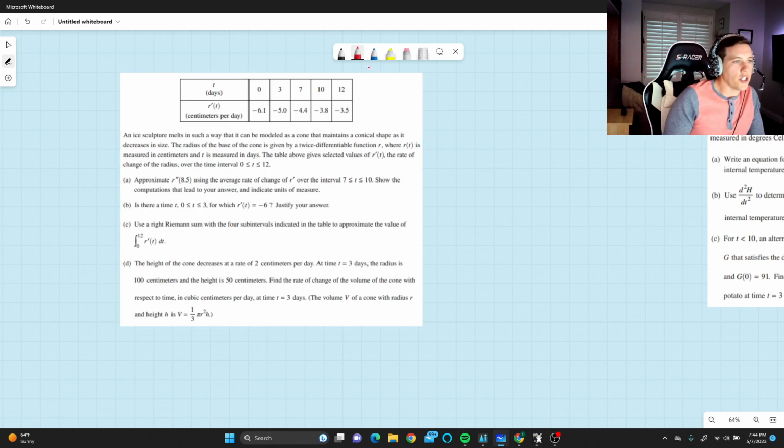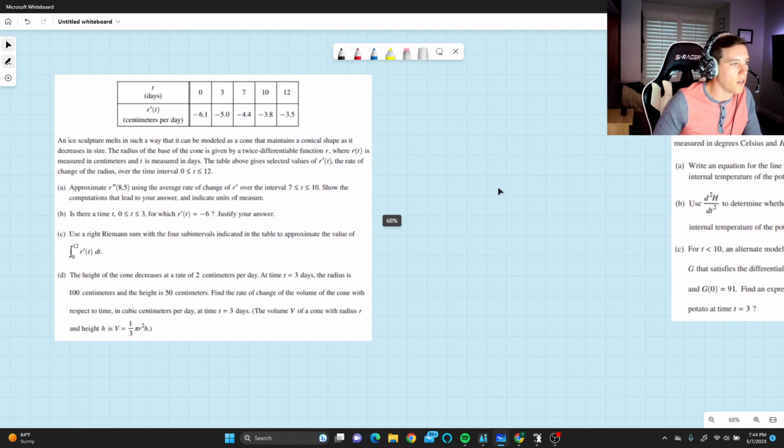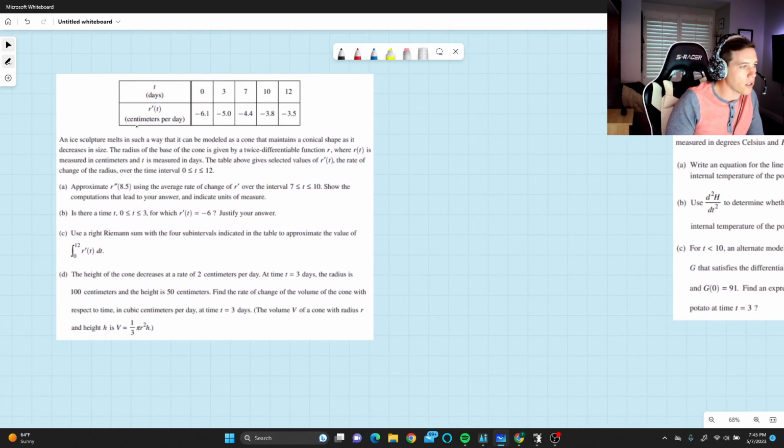All right, let's pay attention to this. It's a good one because I want to make sure we have all of the correct notation here. I'll do it on the side so I can remember. Let's quickly look back at all the things. They're giving you a rate, it looks like. An ice sculpture melts in such a way that it can be modeled as a cone that maintains a conical shape as it decreases in size.